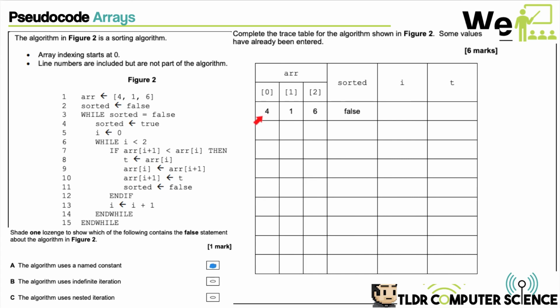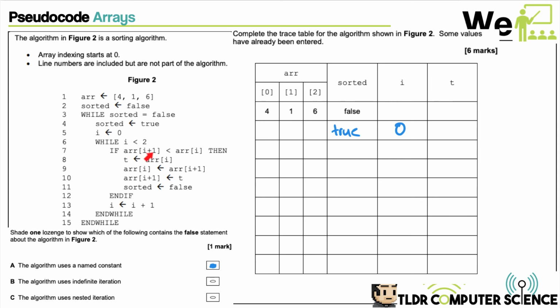All right, this is the trace table. Let's get it done. So 416, so that's bit here. Sorted is false, so it's there. While sorted equals false. Sorted is false, so continue. Then the first thing that happens is that sorted becomes true on this line here. I becomes 0. While I is less than 2, 0 is less than 2. If array at position I plus 1. So remember, I is 0. So array at I plus 1 is going to be here. It's going to be the value 1.